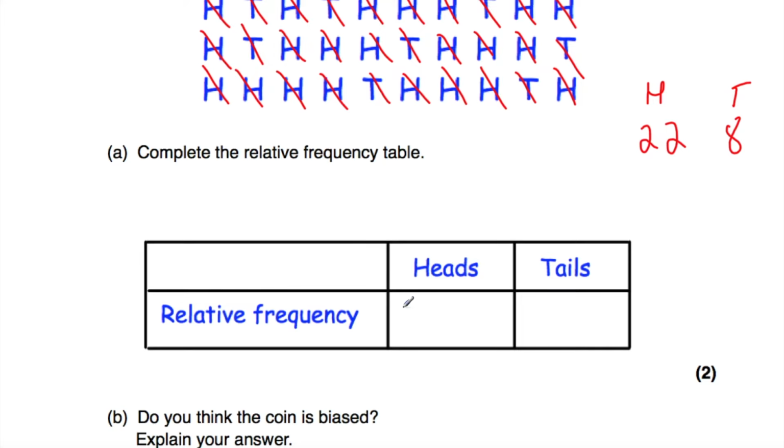Now let's write down the relative frequencies. So the relative frequency of a head would be 22 out of 30 because it landed on heads 22 times out of the 30 flips. Now that can be cancelled down. Both of those numbers are divisible by 2.